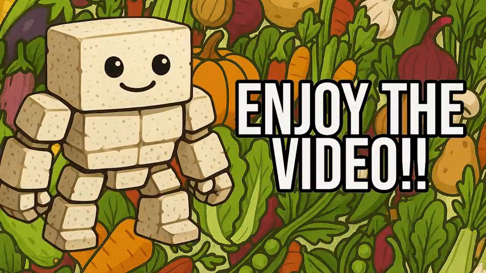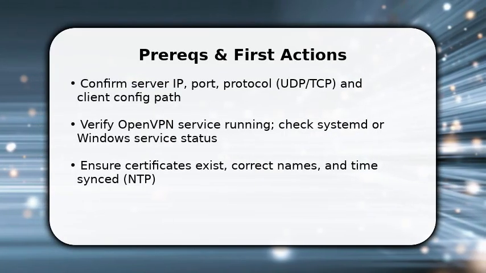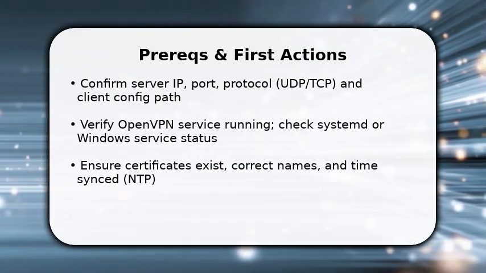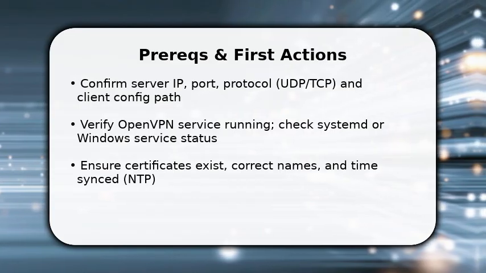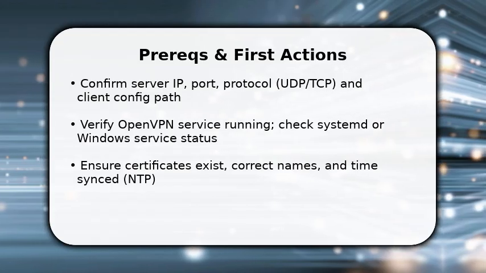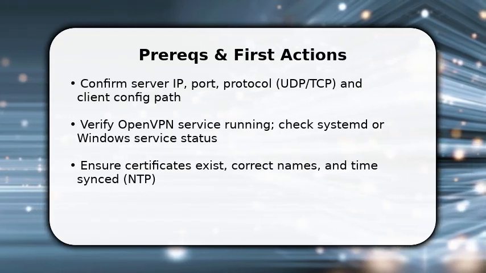Please enjoy the video. You start by validating prerequisites. Confirm the server IP, port, and whether you use UDP or TCP because mismatch is the most common blocker. Next, check the OpenVPN service status on server and client, restart it if needed.